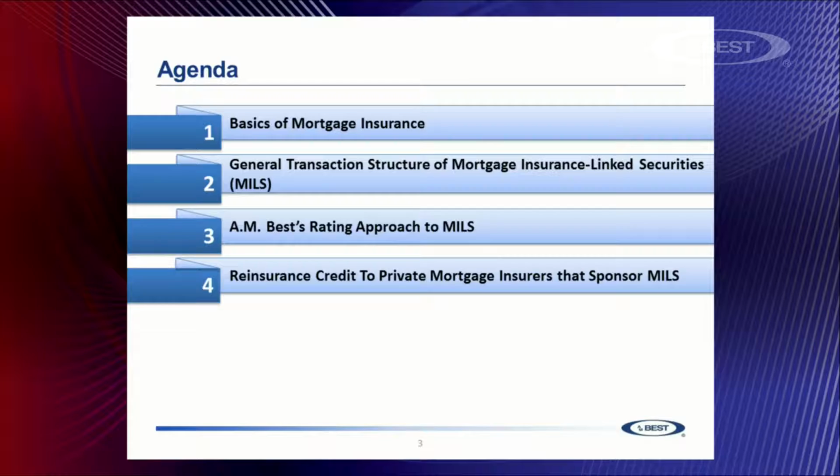So in today's webinar, we'll cover 4 basic agenda items. The first item will be on the basics of mortgage insurance. The second item will be related to the general transaction structure of mortgage insurance-linked securities, or MILS, as we call them. The third item will be AM Best rating approach to MILS. And the fourth item will be the reinsurance credit to private mortgage insurers that sponsor MILS.